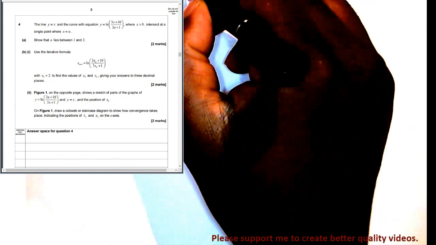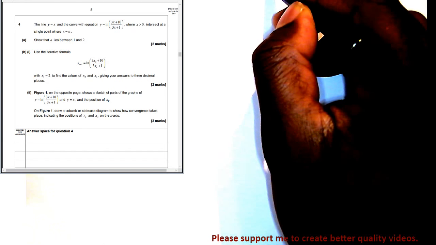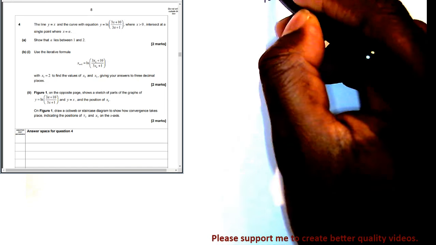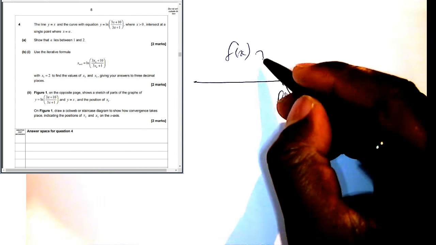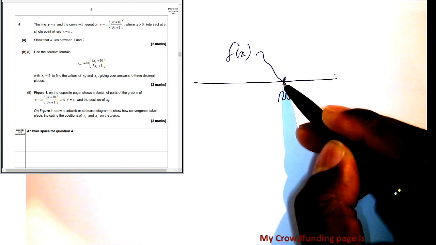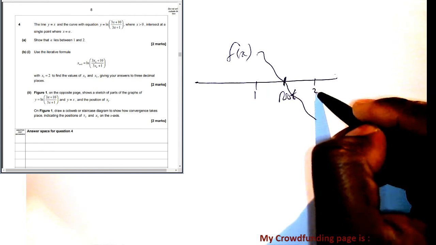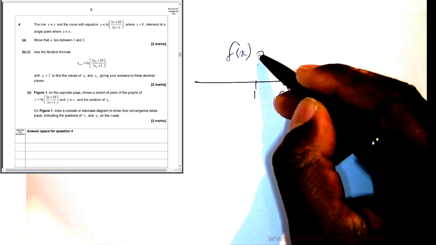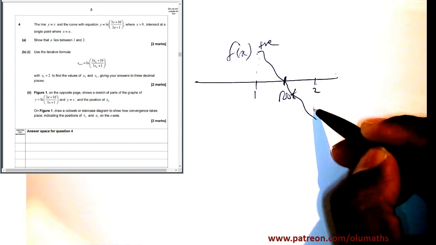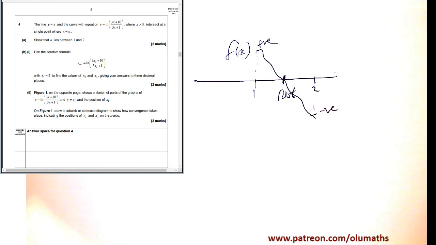So what I mean is this, if f of x is a curve that crosses the x-axis here, this is called the root, right? If f of x is a curve that cuts the x-axis here, we call that point there the root. But if we don't know the root and you want to check if the root is between 1 and 2, then definitely f of 1 must have been positive and f of 2 must have been negative, because that's where the root actually happened between them. So 0 happened between when it was positive and when it was negative. And that's the idea here.